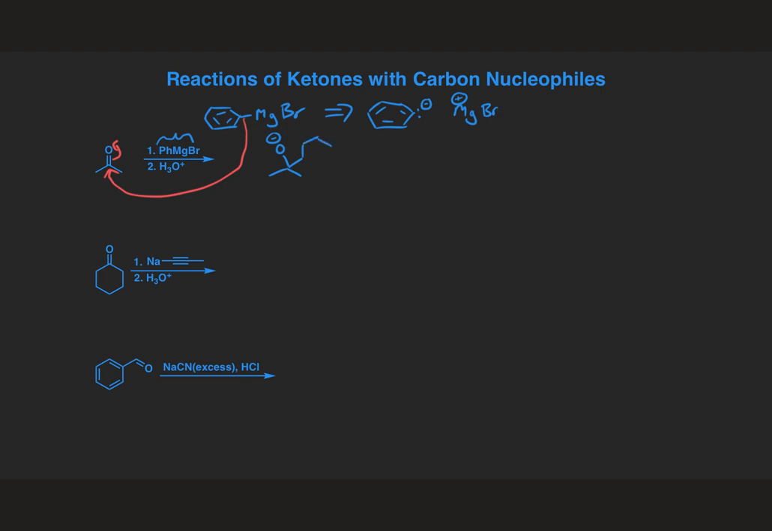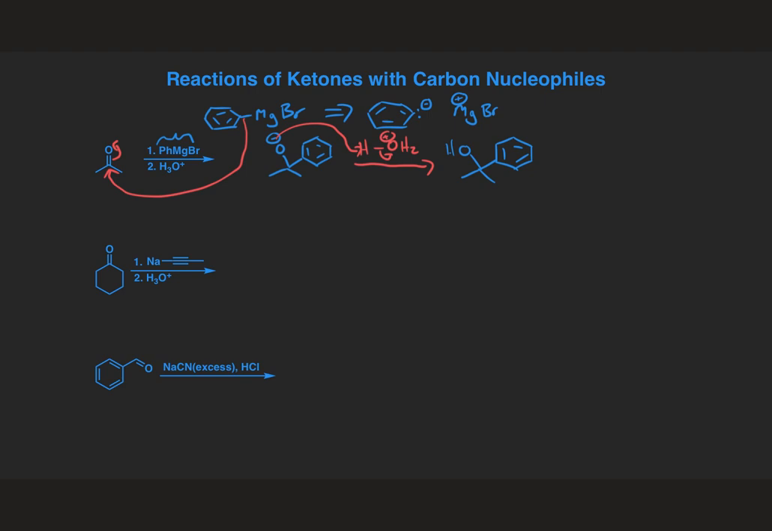Which is going to give this intermediate. And then in the second step, you've got to add a source of acid, in this case, just H3O plus. And this O minus is going to attack there, kick these electrons off to give this alcohol as the final product.